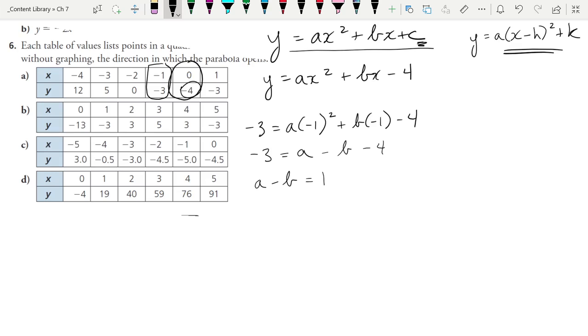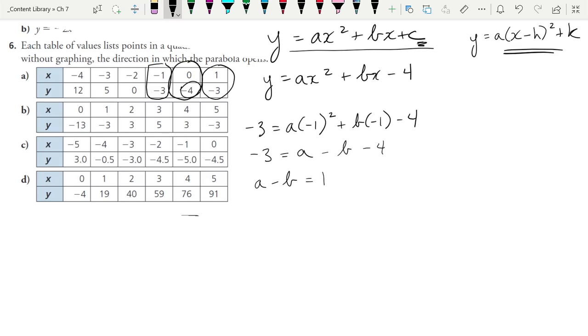There. Okay, but now I'm stuck. Do I know what a and b are right now? Well, no, I don't. I mean, they could be anything. All I know is that a minus b is 1. It could be 5 and 4, or 6 and 5, or a billion and a billion 1. I really have no idea what they are yet. You know what I need? Think back to grade 10. I need another equation. So why don't I just pick a different point? How about I'll pick this one?